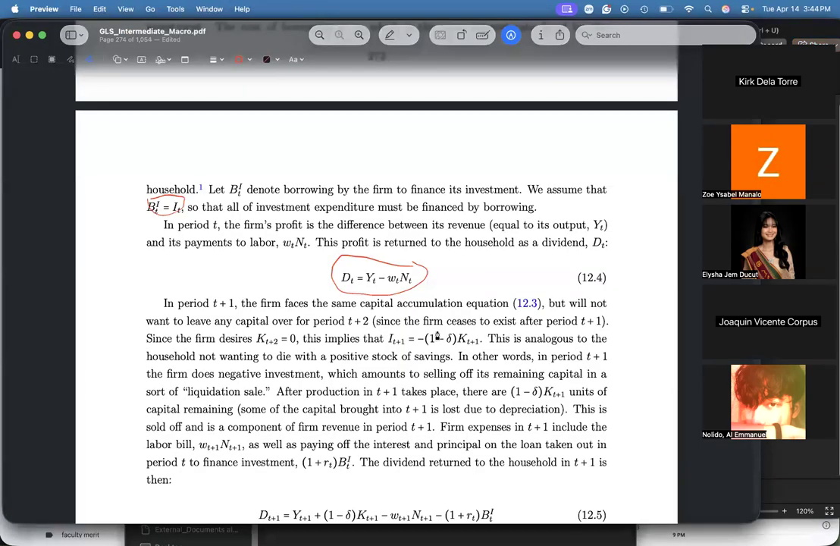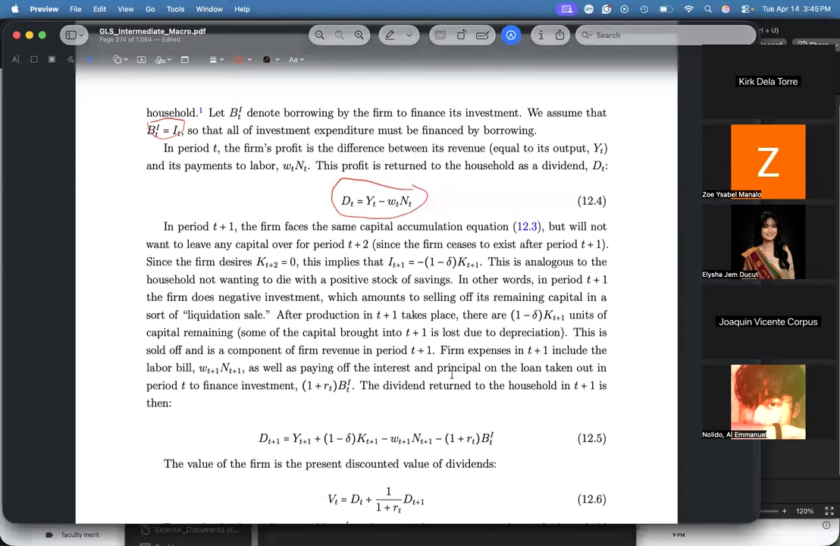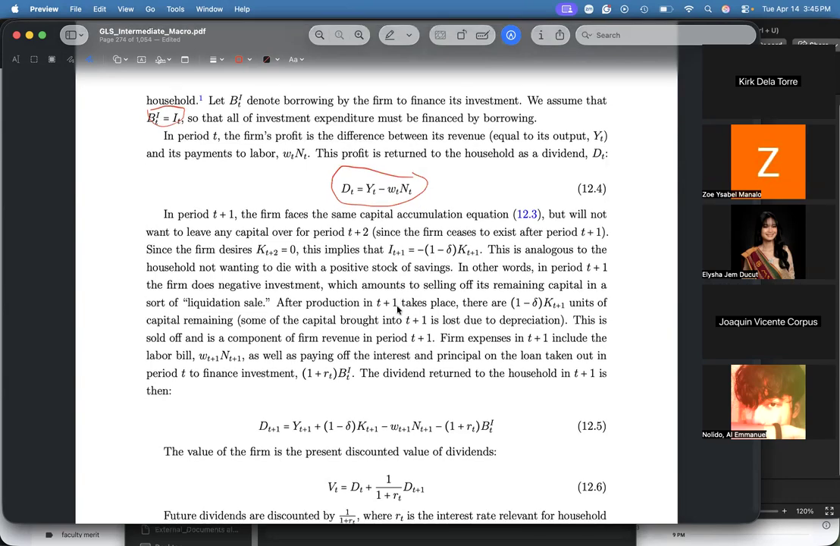Okay. Because end of life na siya. And period T+1, you're done. So anything that you've got, any assets that you have, you just sell it and then convert it into consumption. Any questions? Okay. So it's the same thing as before. Wala kang gustong assets at the end of your life. You just want to consume everything.